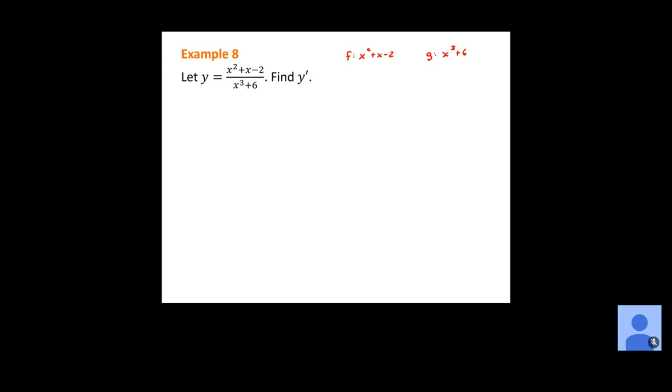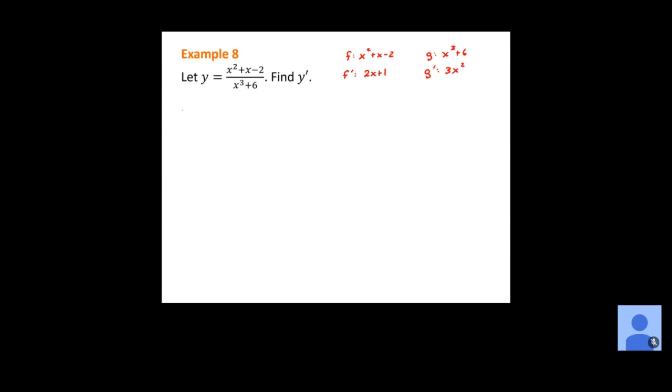Now, what do we need to find to be able to use our formula now? Derivatives. Good. What is f prime going to give us? 2x plus 1. Good. And then our g prime is going to be what? 3x squared. Perfect.